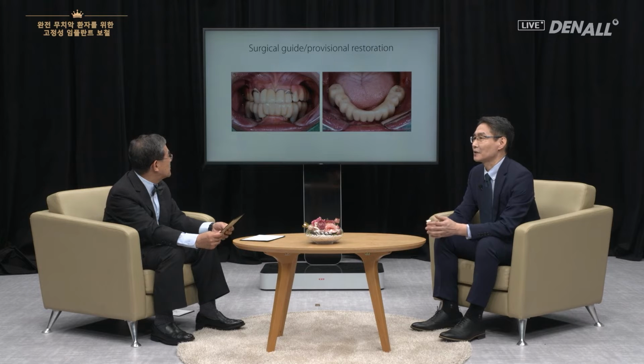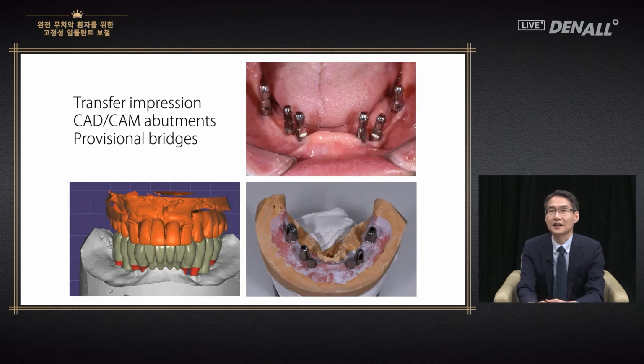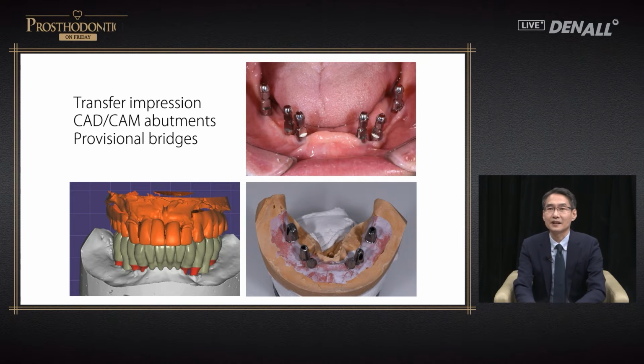In the lower, if you do cross-arch splinting, the success rate is almost the same as conventional loading. In most cases, osseointegration succeeds. Once osseointegration is done, 6 implants, impression was taken, custom CAD/CAM abutment was fabricated, and provisional bridge was fabricated. The provisional, which reflected the occlusion of full denture, was utilized using mounting plate and mounting base. You can see that the occlusion is in similar form.